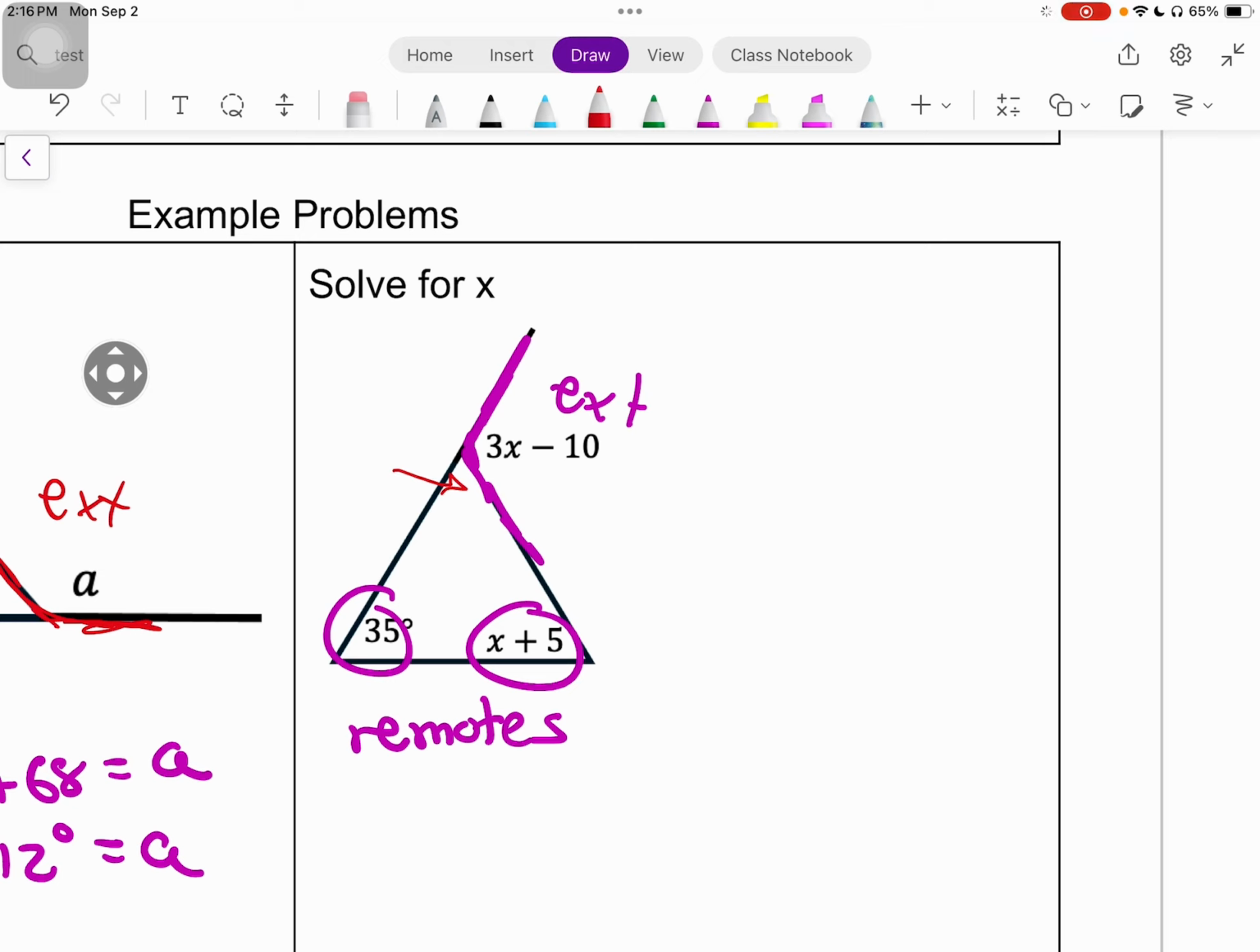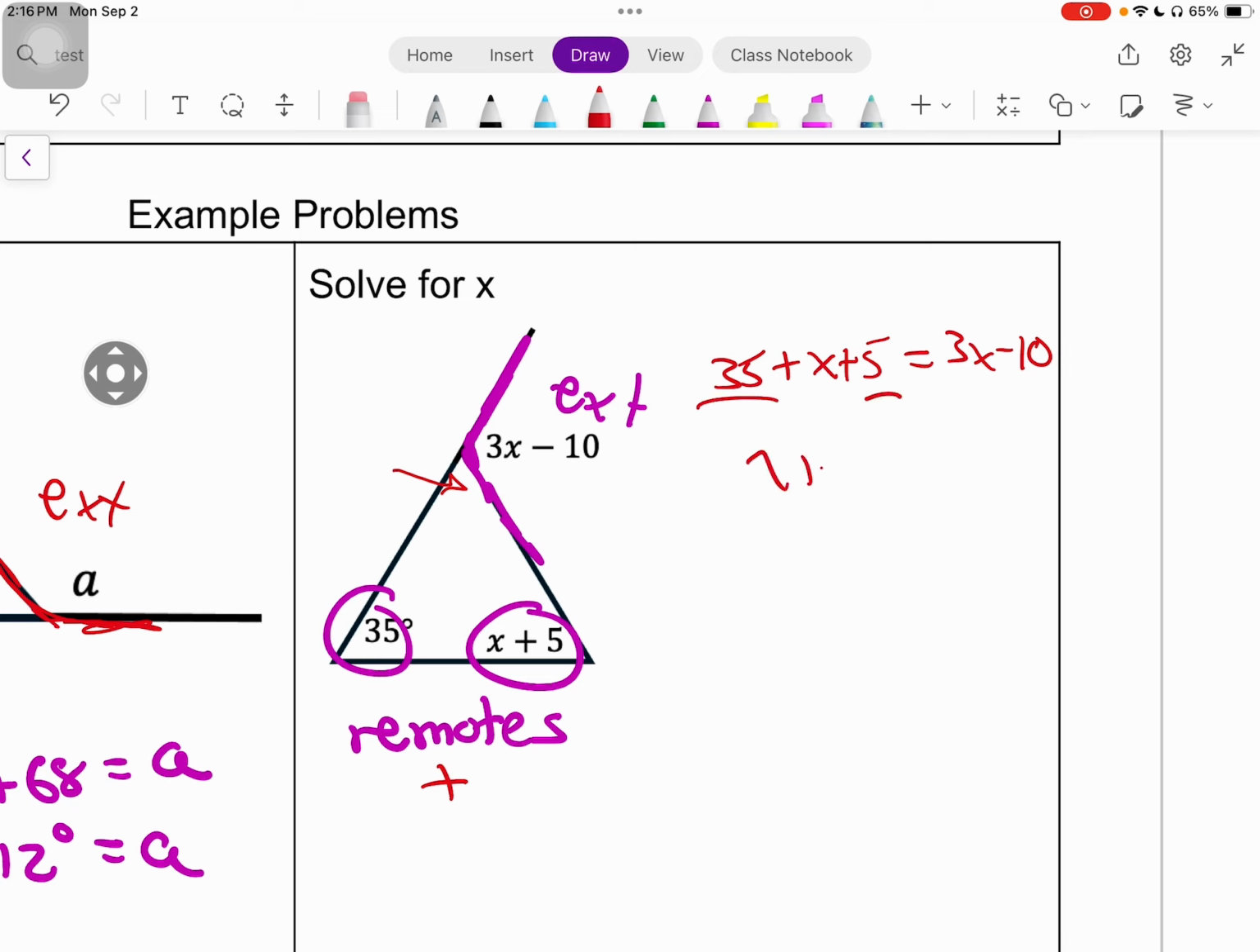This would be the adjacent angle that we are not going to use. So the equation that we are going to set up is we are going to add the two remotes together. So we have 35 plus x plus 5 equals 3x minus 10. So I'm going to combine like terms on this side first.